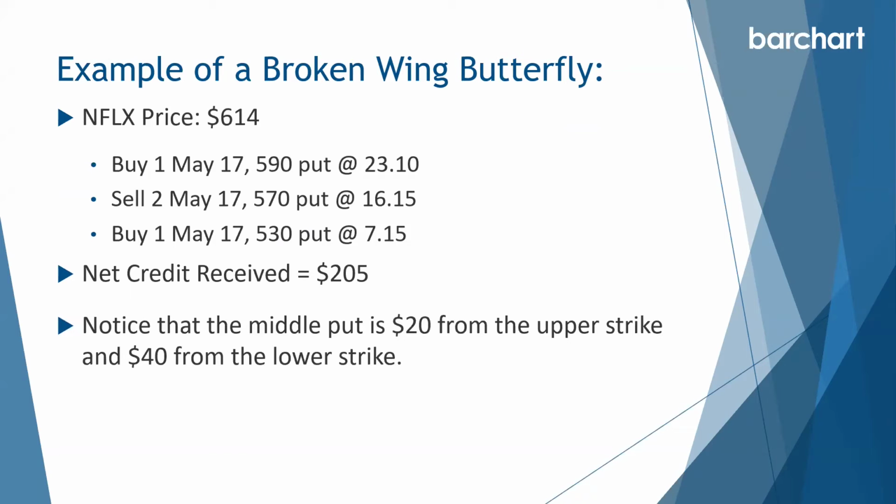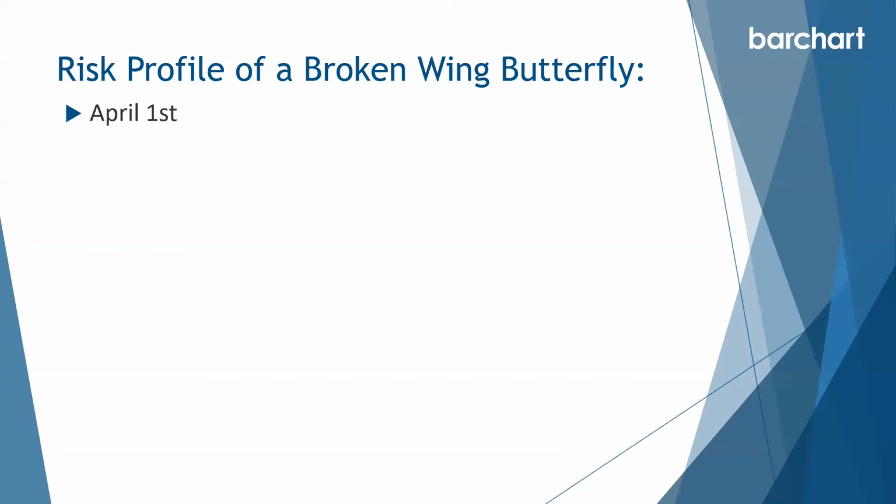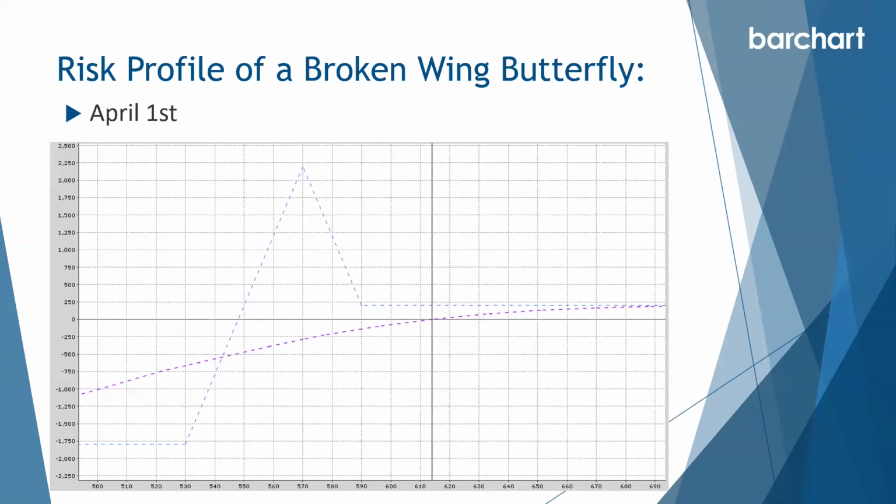Notice with our strike selection that the middle put is $20 from the upper strike and $40 from the lower strike. So this gives the trade its asymmetric risk profile. So let's take a look. This is the risk profile of the broken wing butterfly on the day of initiation, April 1st. So you can see here what the trade looks like.